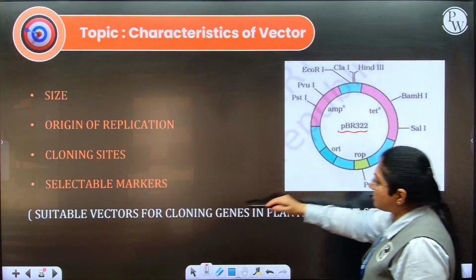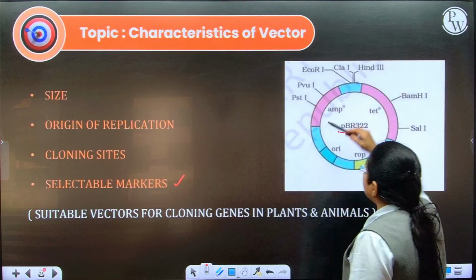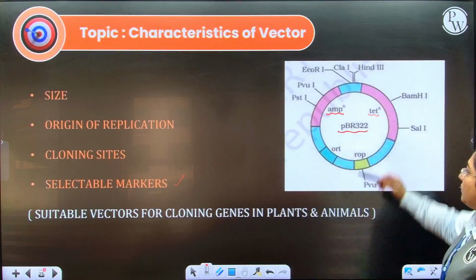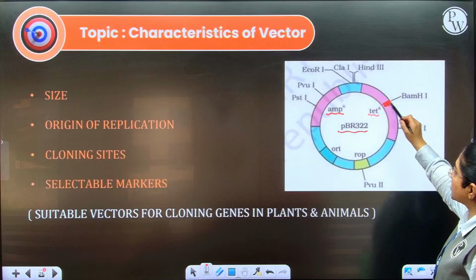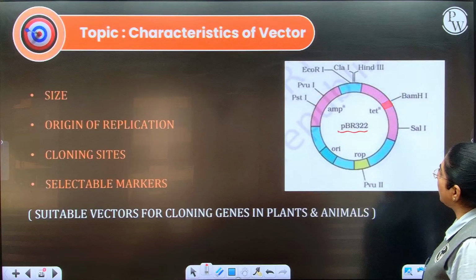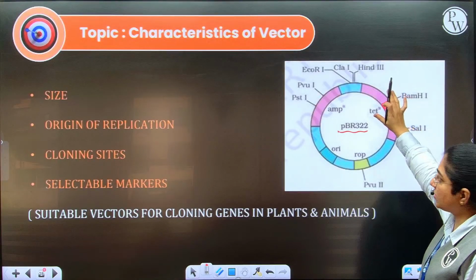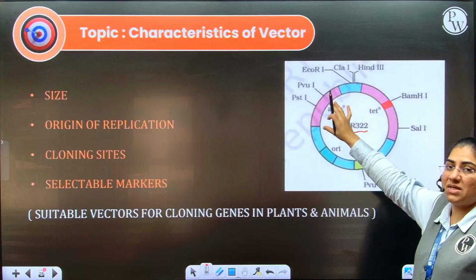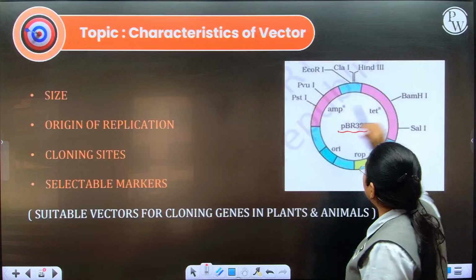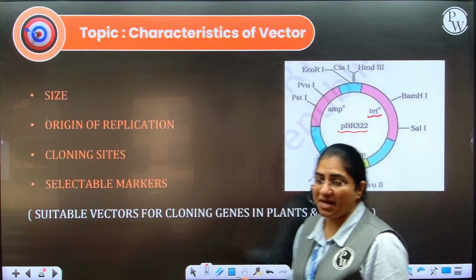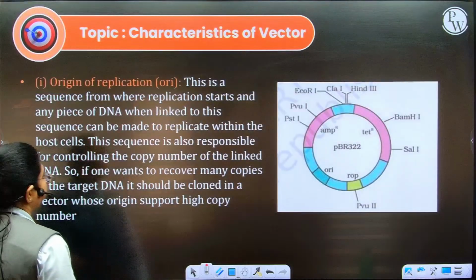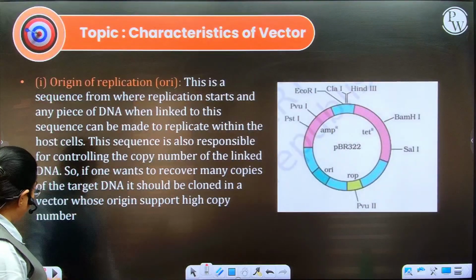It should also have something called selectable markers. Selectable markers are ampicillin resistance and tetracycline resistance. Now, if we are inserting a gene of interest using the enzyme BamHI as given in the NCERT, and we have introduced a gene of interest here, ampicillin will help us identify a transformant from a non-transformant, and tetracycline will help us identify a recombinant from a non-recombinant.